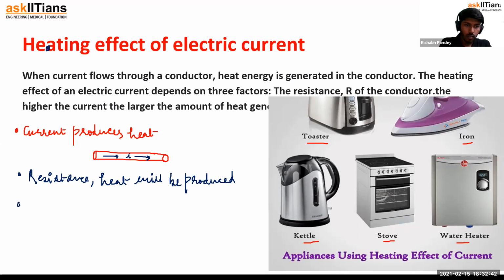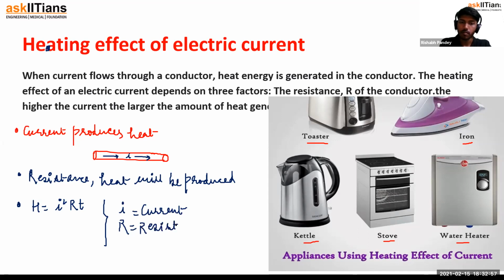the formula of heating effect is H = I²RT, where I is the current, R is the resistance of that wire, and T is the time for which this current has been flowing in that wire. So current, resistance, and time. That means heat depends on these three factors, isn't it?